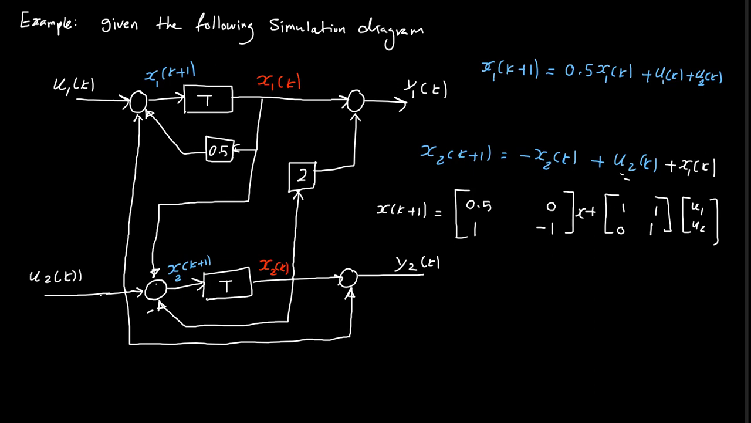So now what about the output? Let's try to write the output. y1 here is equal to what? Now y1 of k will equal x1 of k plus 2 x2 of k. Now what about y2 of k here?